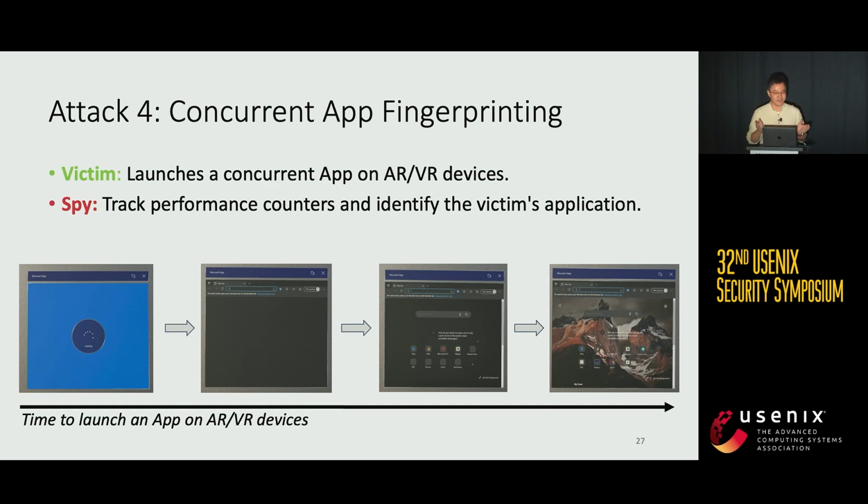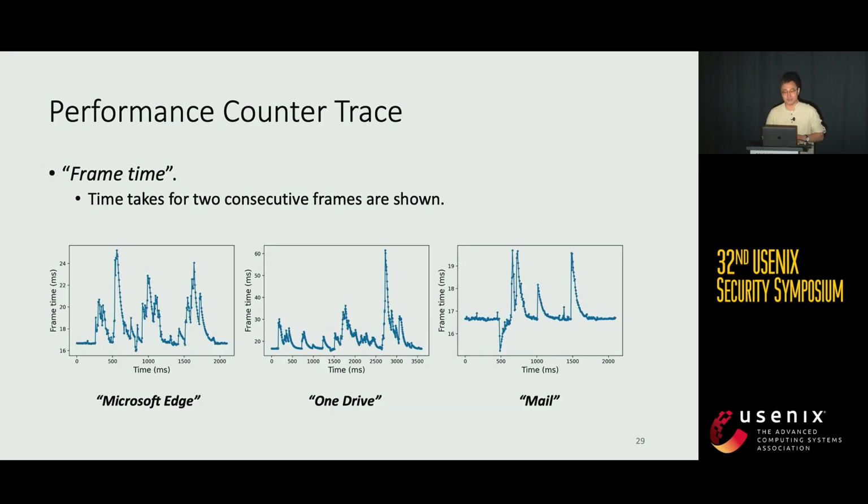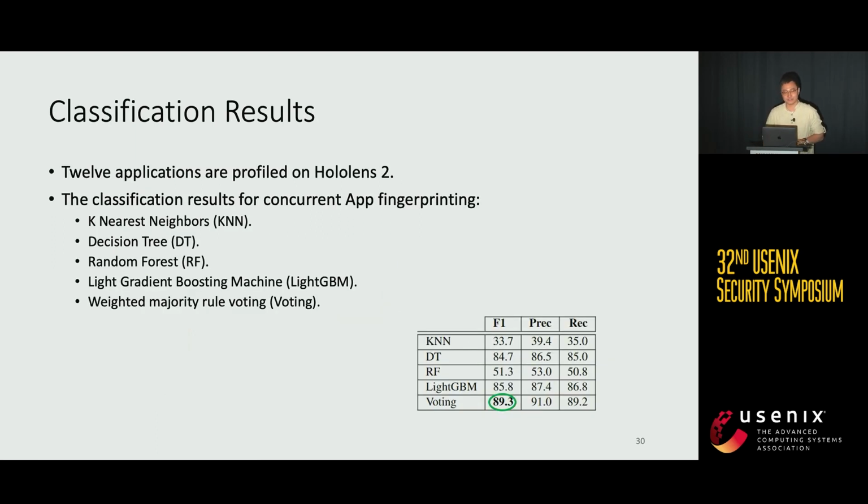Okay, next, the fourth attack. It's another scenario where the victim is running a concurrent application, and the spy wants to identify it. Note that this attack can be combined with the previous attack. The spy can first identify that you launched a private application, for example a banking account, and then use keystroke inference to get your password. Here are performance counter traces for 3 different applications. They have totally different patterns for the counters, and similarly, we got around 90% accuracy for this attack.